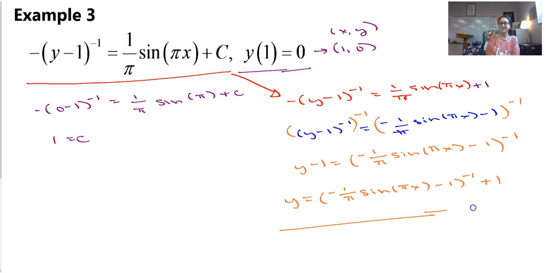Okay, notice this time we did not have to pick which branch, positive or negative. That won't happen every time. Nonetheless, it's always a good idea to plug these values in and just double check my work. So I can tell when I put 1 in for x, I get sine of pi here, which is 0. So I get -1 in parentheses, and then I need to take the reciprocal, so that's still -1. So all of this is -1 plus 1 is 0. So this does indeed check.